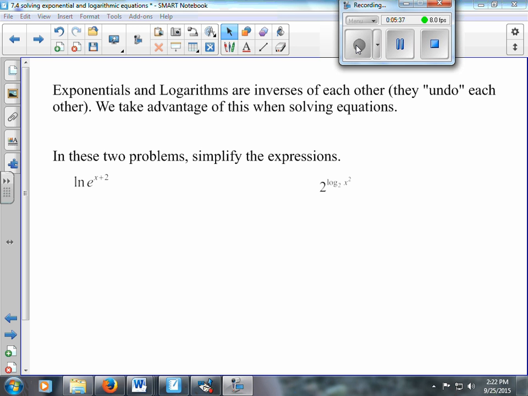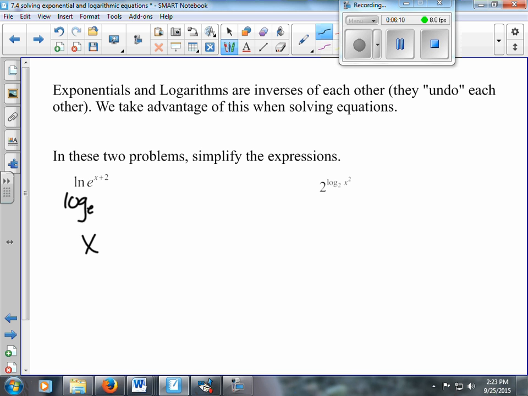Another strategy that we are going to use when solving equations is to remember that logarithms and exponentials are inverse operations, and so they undo each other. We have also already seen these two properties before. I'm just going to talk about it specifically. In this first example, I have the natural log, which is really a log base e, applied to an exponential with a base of e as well. That means that I'm undoing these operations. They're reversing each other, and so I'm only left with the exponent x plus 2.